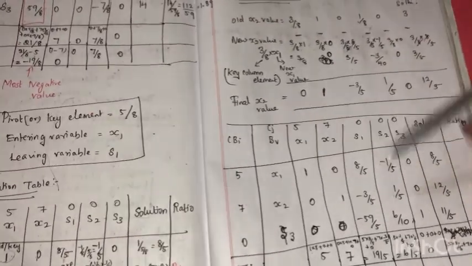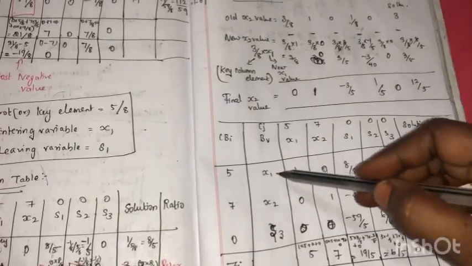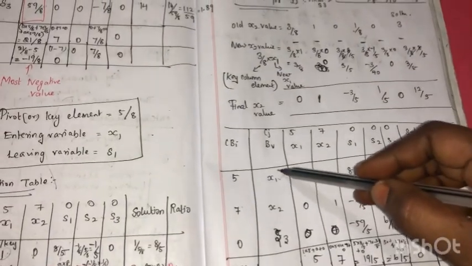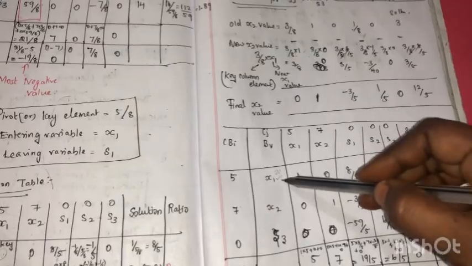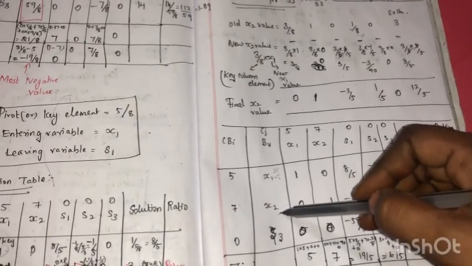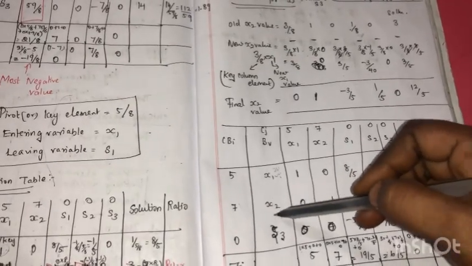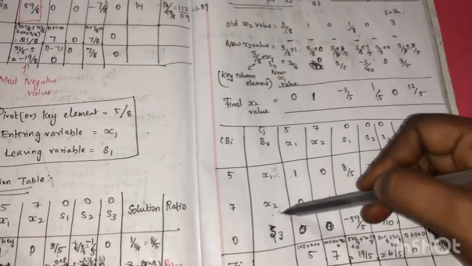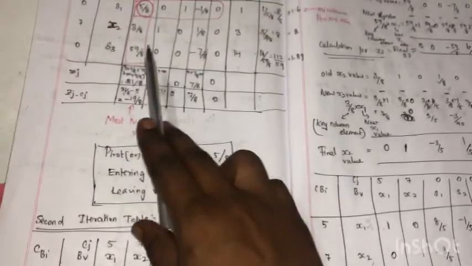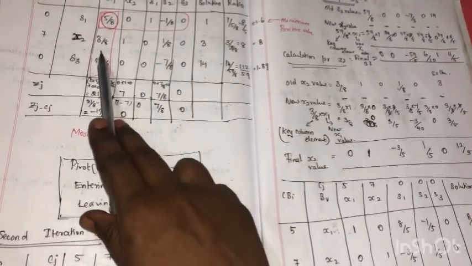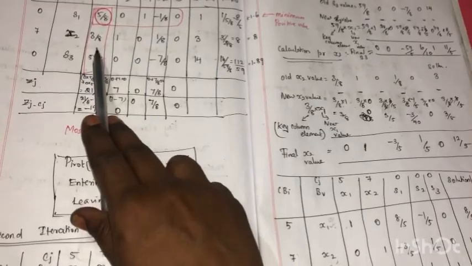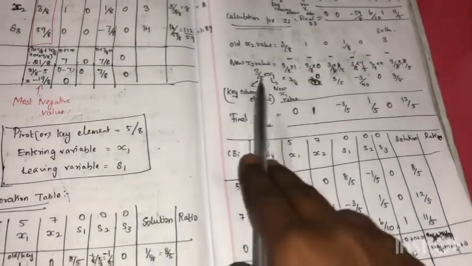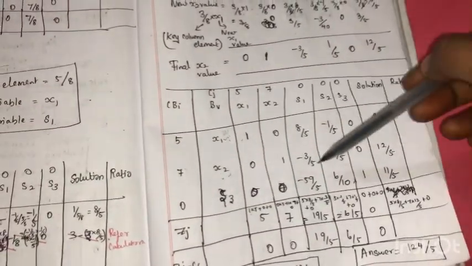So just fill it in this new table. How do we find this x1 value? By using old element by key element. How do we find the x2 value? You multiply the key column element into our new x1 value and subtract it from the old x2 value. From the existing x2 value you have to subtract. What you subtract is the key column element multiplied by the new x1 value. That is how we found the x2 value.